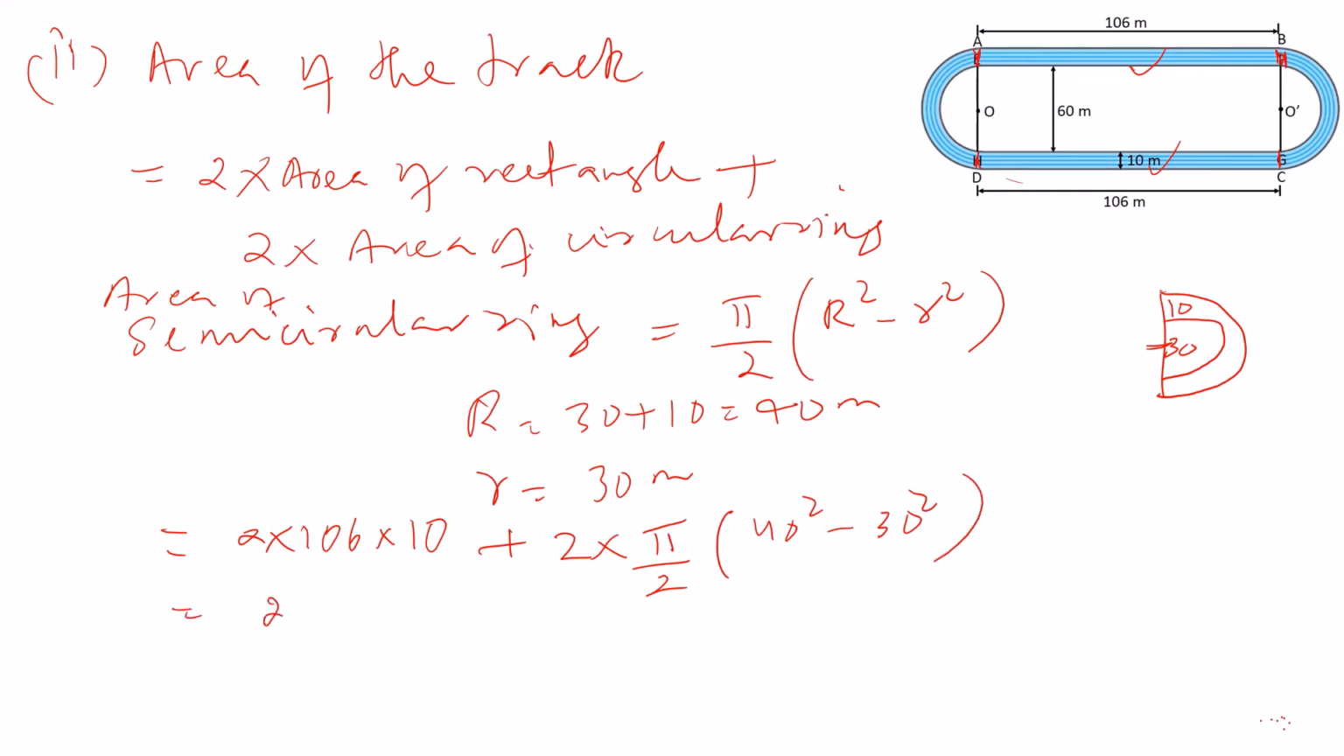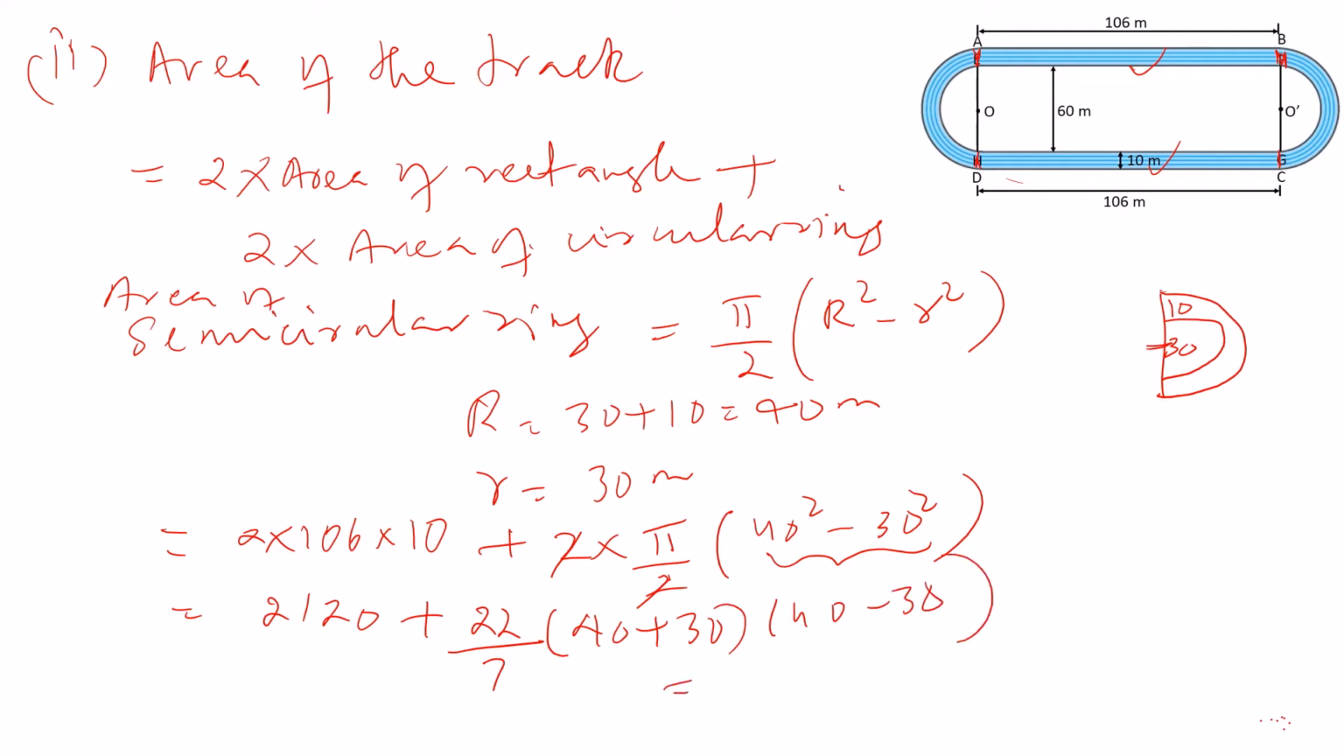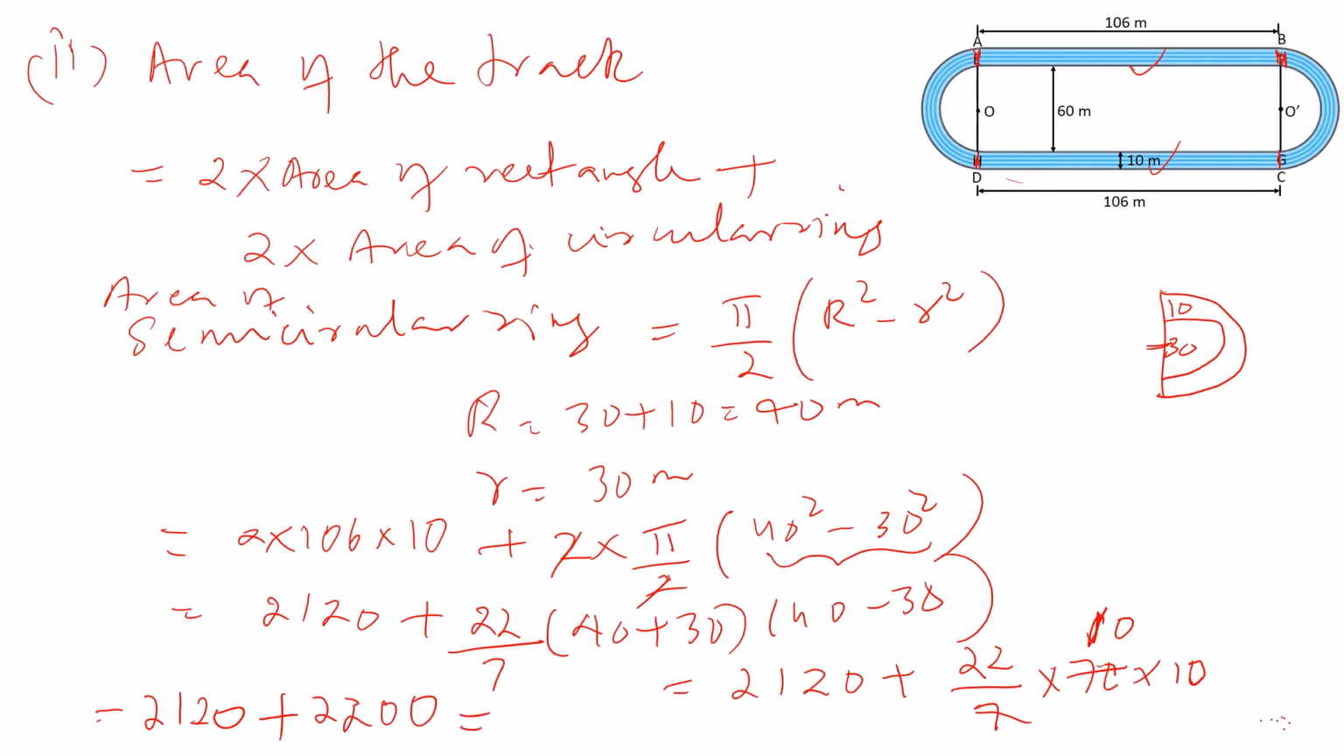Now when you multiply, you will get 2120. Then here 2 and 2 will get cancelled. 22 by 7 into, you can take it as a square minus b square, so a plus b into a minus b, so that the simplification becomes much easier. 2120 plus 22 by 7 into 40 plus 30 is 70, and 40 minus 30 is 10. So here we can cancel 7 and 70, that is 10. So what will the final answer be? 2120 plus 2200. So when you add both, we will get 4320 meter square. So this is the final answer.